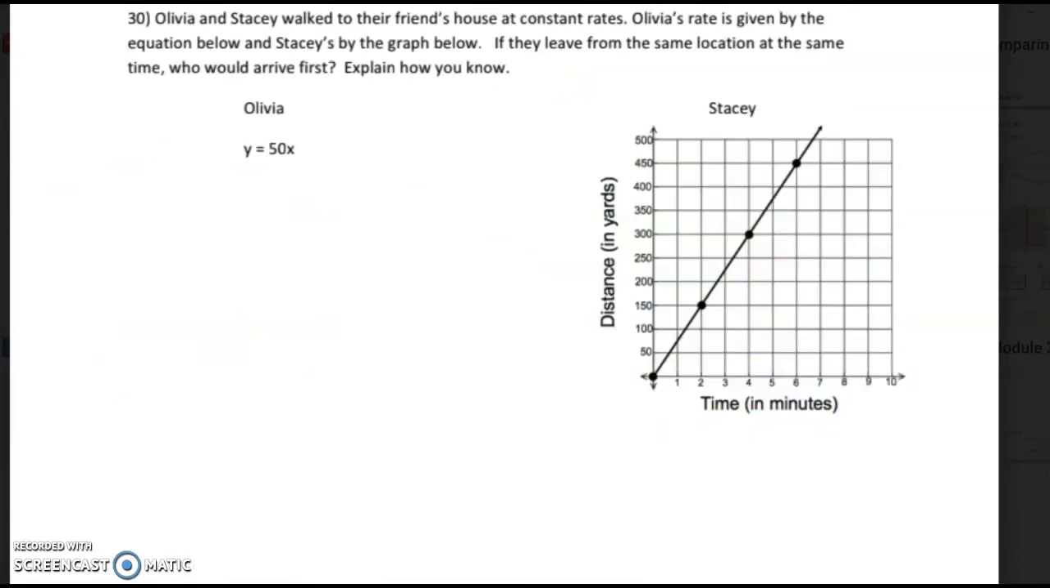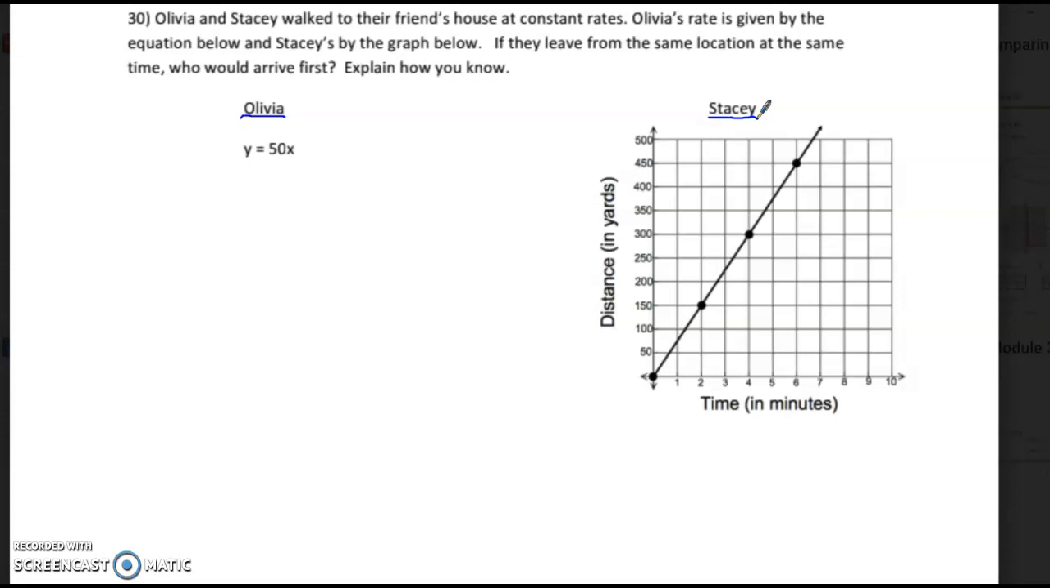Okay, so we've found the slope and explained. Now we have 2 people. We have Olivia, and with Olivia we're given our information in an equation, and then we have Stacy, and we're given her information in a graph. And so they are leaving from the same location at the same time. Who would arrive first?